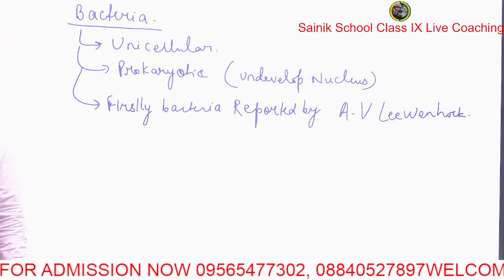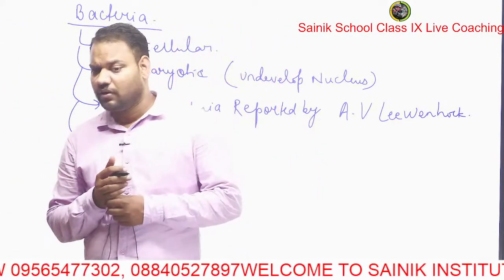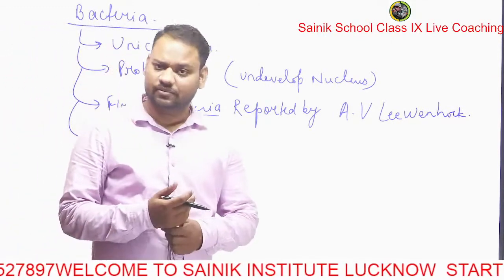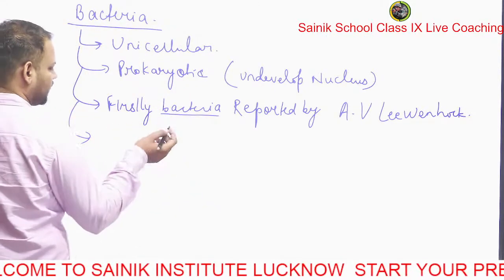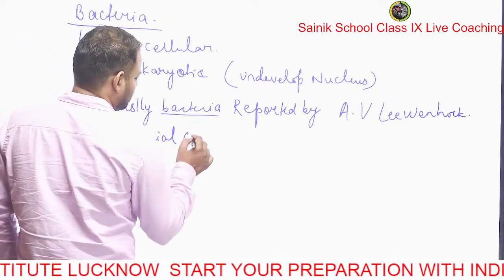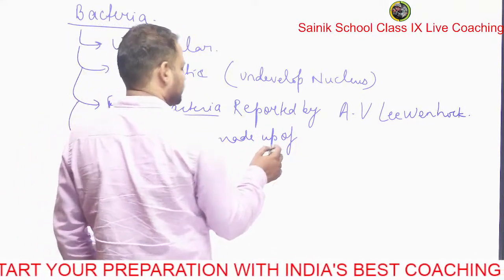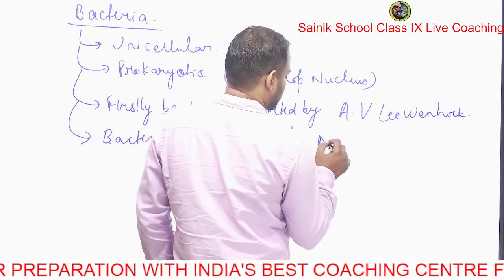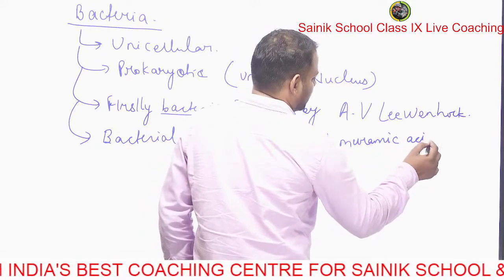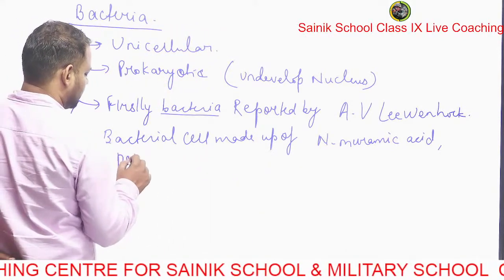All right. Now, about bacteria, we have already studied in the last class: bacterial cell wall and types of bacteria. Let's see again. Bacterial cell wall is made up of N-acetylmuramic acid and peptidoglycan.